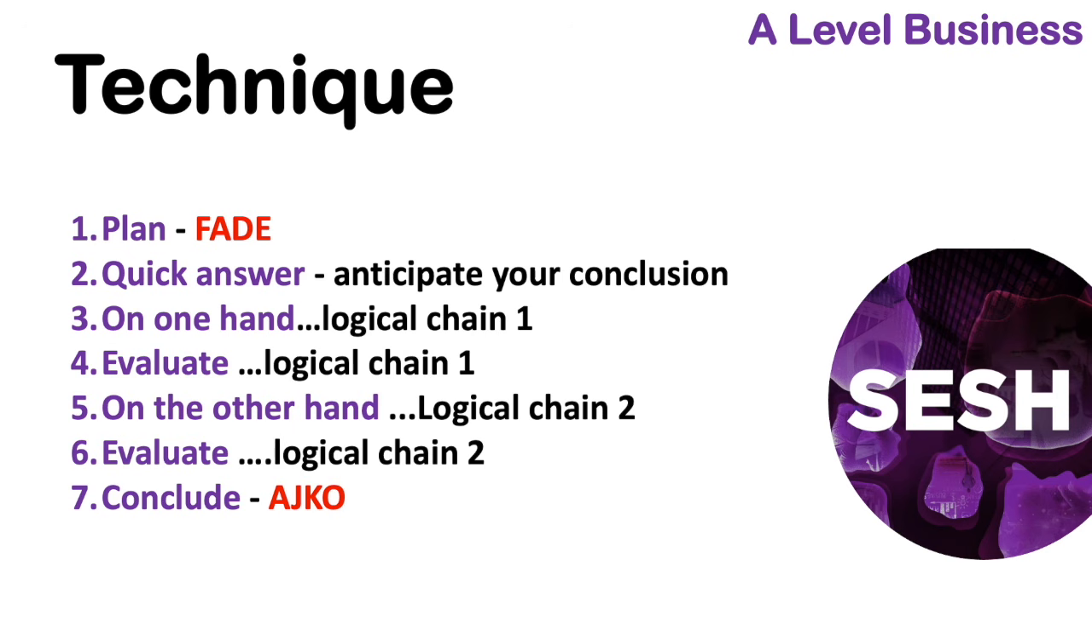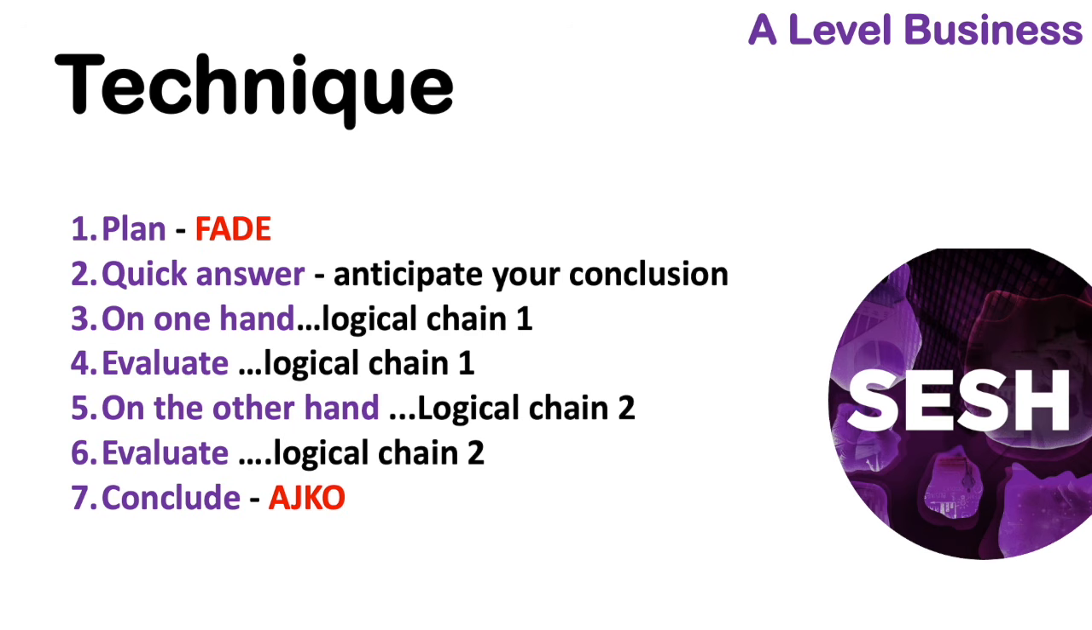And then you want to look to evaluate. Remember the evaluation ideas earlier on. So that's logical chain 1, that's strong. And then you want to take the other side of the argument. So on the other hand, and another strong logical chain. And then evaluate that logical chain, making sure that you're evaluating throughout. And that helps make your answer even more powerful. And of course, with these questions, there has to be a winner. There has to be a judgment. There has to be a conclusion. And just do your AJKO for that. But we'll get to that in a sec.